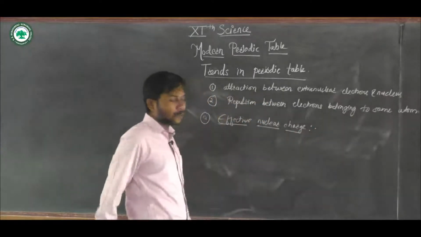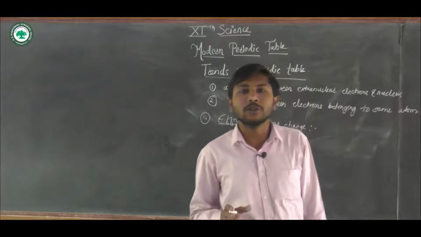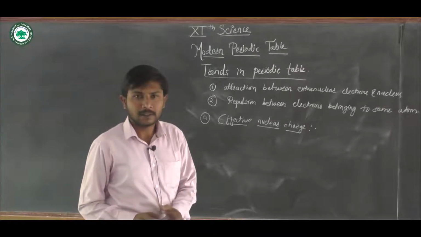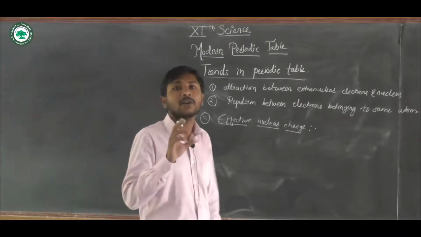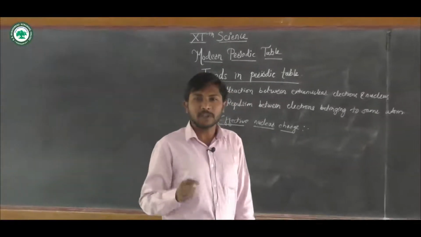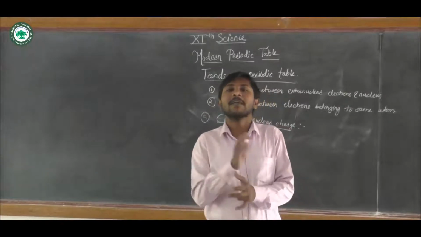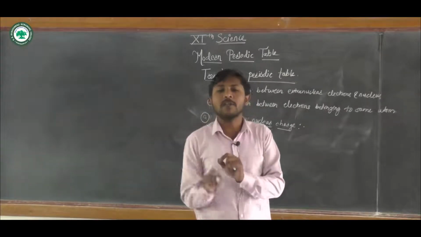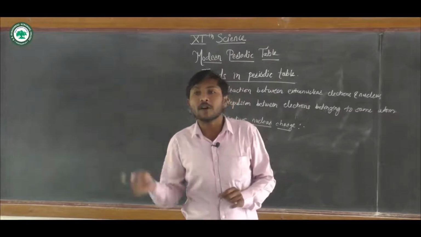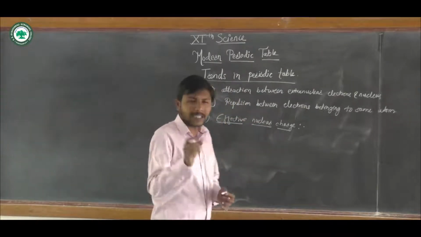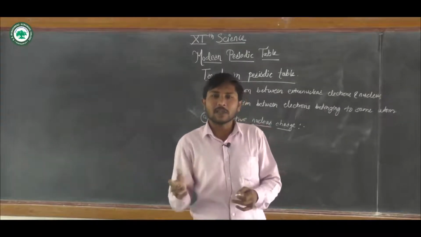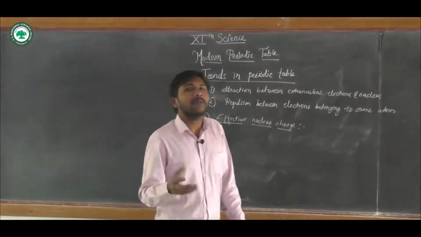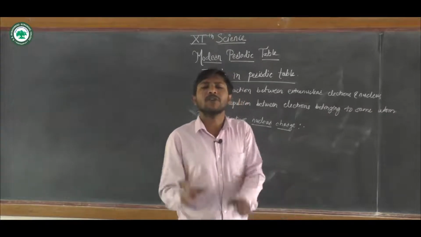As we all know, the nucleus carries protons and possesses positive charge, and all electrons revolving around the nucleus have negative charge. There is a force of attraction between all the electrons and the nucleus, but there is a slight difference. As we have seen in the quantum mechanical structure of the atom, the electrons revolve around the nucleus in different orbits. Due to these orbits, the distance between the nucleus and the outer and inner electrons is different, and so is the force of attraction experienced by the electrons belonging to the first orbit.